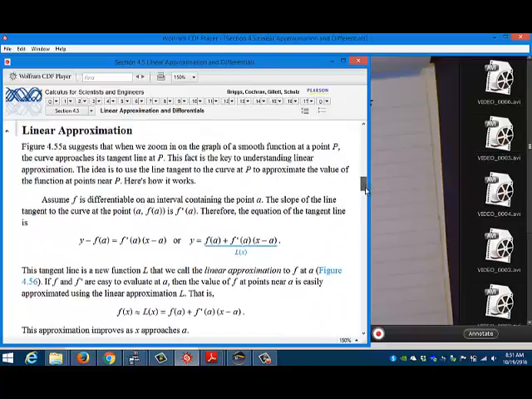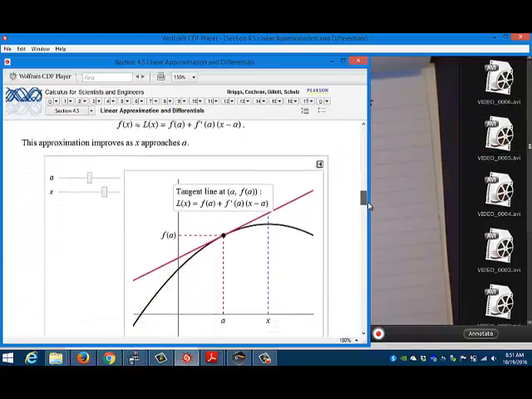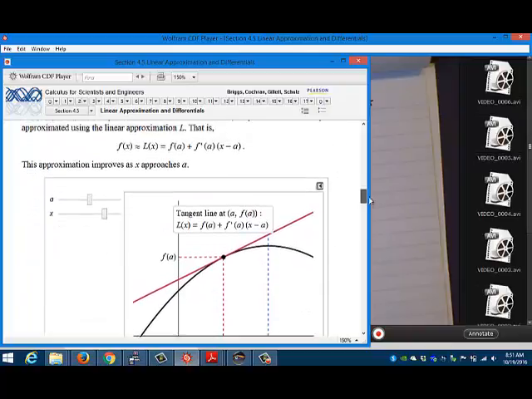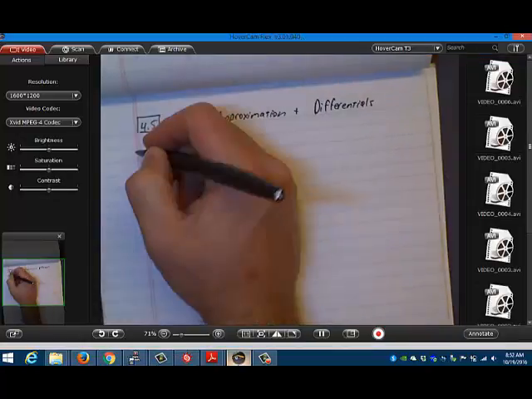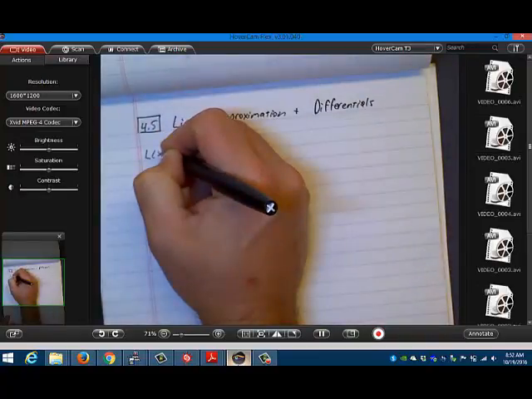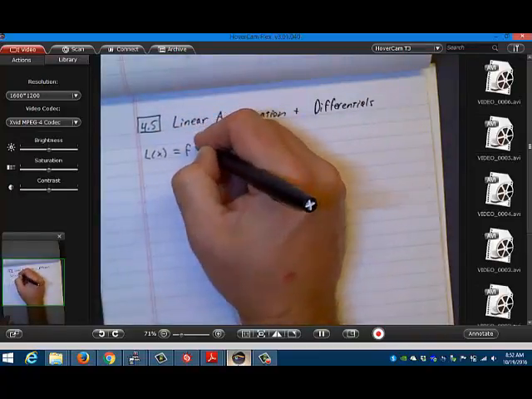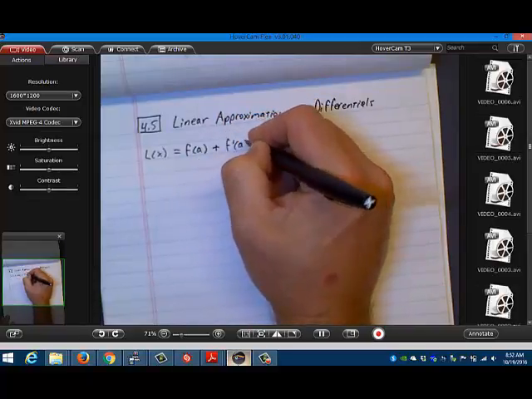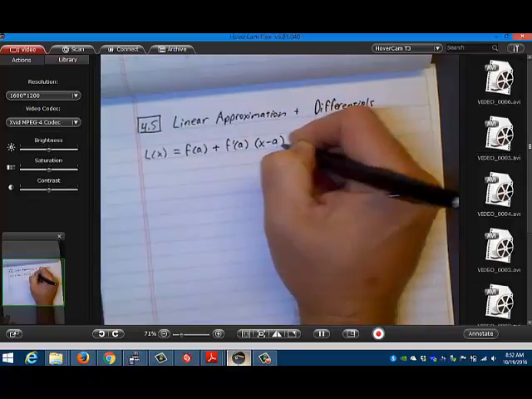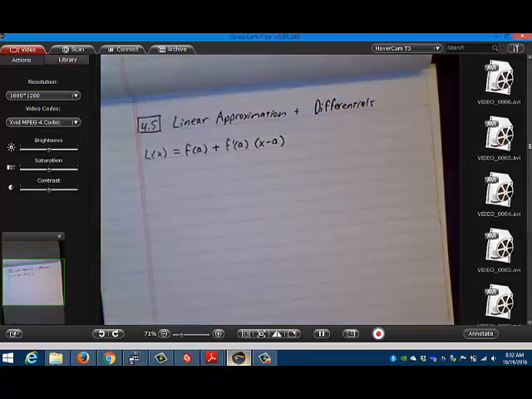Well, let's do this first. Here's a really nice picture. You see that we have a formula here for L of x, and I'm going to jot that down and just make sure that you understand where that's coming from. So L of x is going to be f of a plus f prime of a times x minus a. But I don't want you to panic because it's actually nothing new.